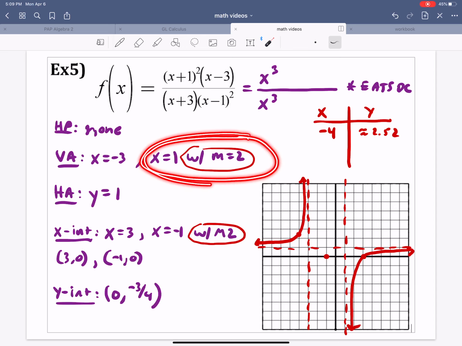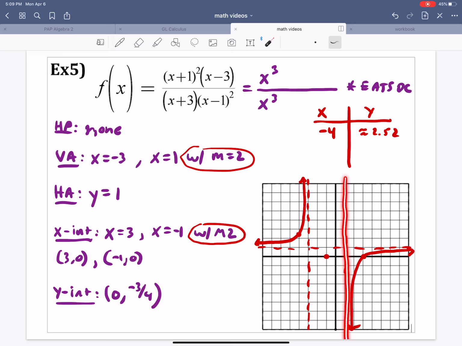When the multiplicity of an asymptote is 2, as you approach that asymptote from both sides, those arrows are actually going to point in the same direction. Again, because the multiplicity of that vertical asymptote was 2. How do you know the multiplicity is 2? Because when we set that denominator equal to 0, we had 2 of the x minus 1 terms. So that's how we know that the multiplicity was 2.